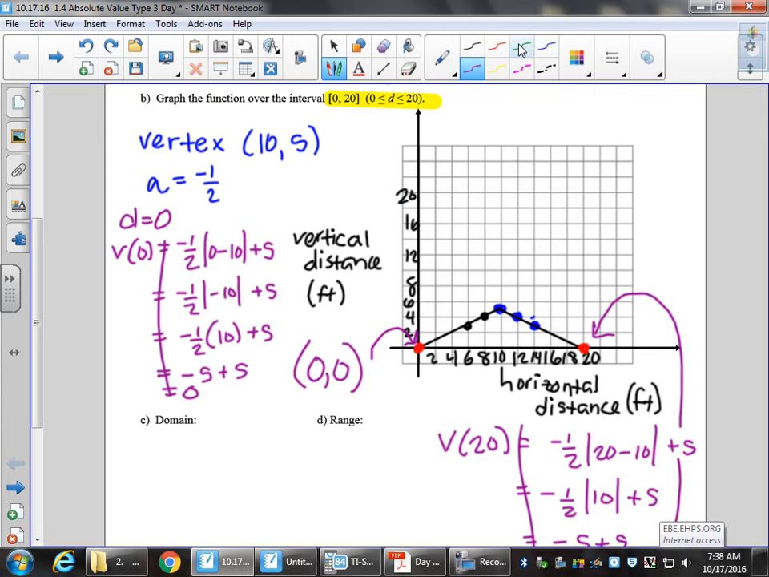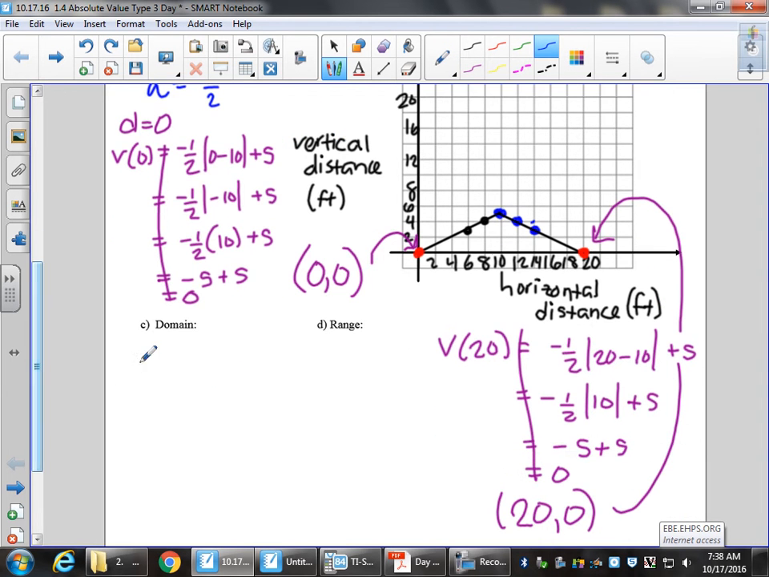Very good. Domain? Careful. 0 to 20. Finite start, finite end. Range? 0 to 5. Very good.